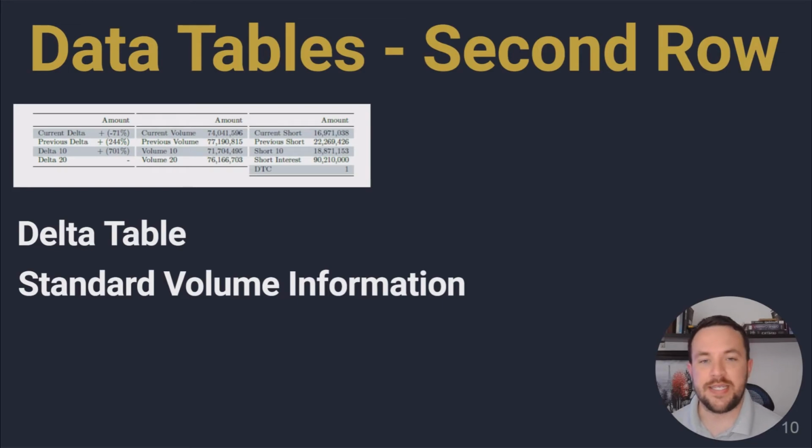We then combine all that data into the DTC, which is the days to cover, or the ratio of the open short interest to the average volume over the past 20 days, rounded down.